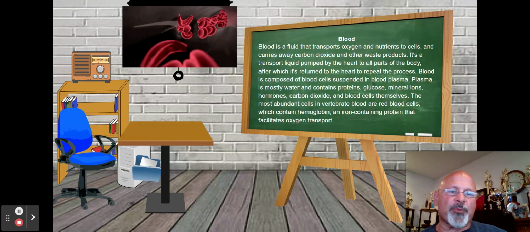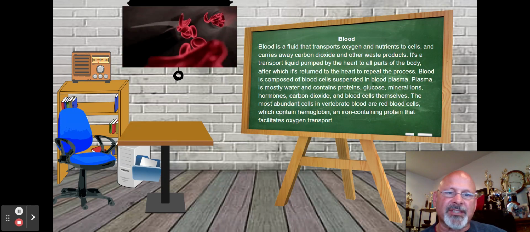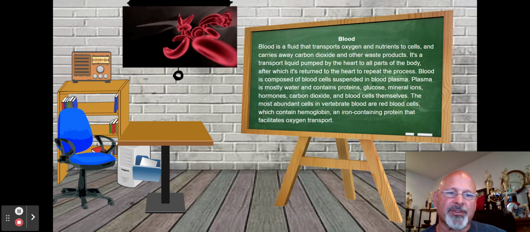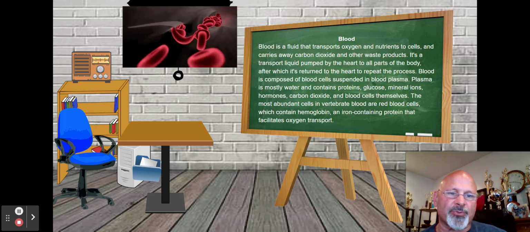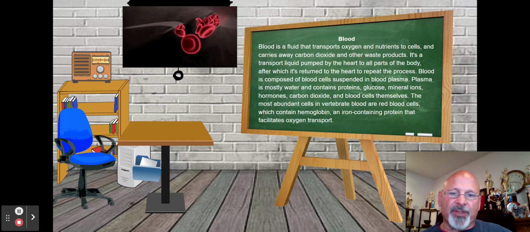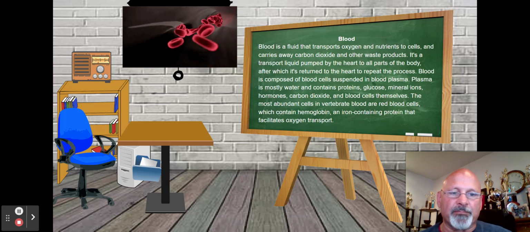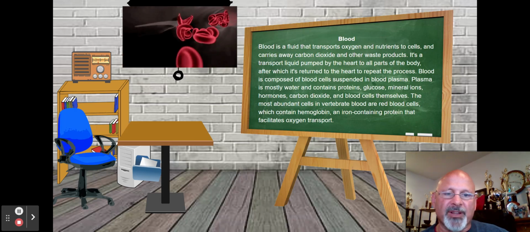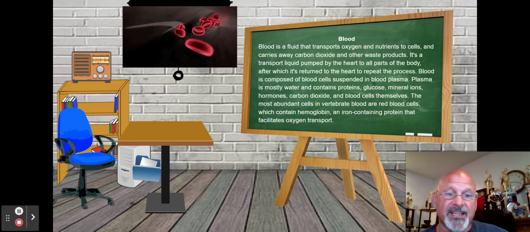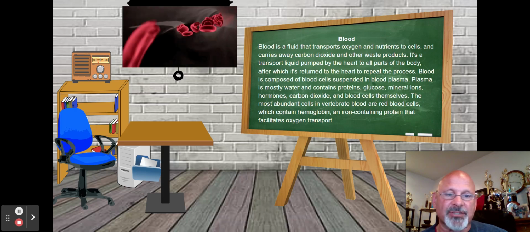Blood is a fluid that transports oxygen and nutrients to cells and carries away carbon dioxide and other waste products. It's a transport liquid pumped by the heart to all parts of the body, after which it's returned to the heart to repeat the process. Blood is composed of blood cells suspended in blood plasma. Plasma is mostly water, but it also contains proteins, glucose, minerals, ions, hormones, carbon dioxide, and blood cells themselves. The most abundant cells in vertebrate blood are red blood cells, which contain hemoglobin, an iron containing protein that facilitates oxygen transport.